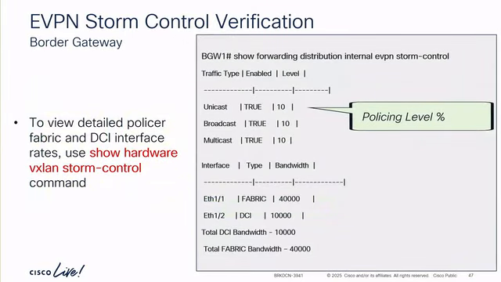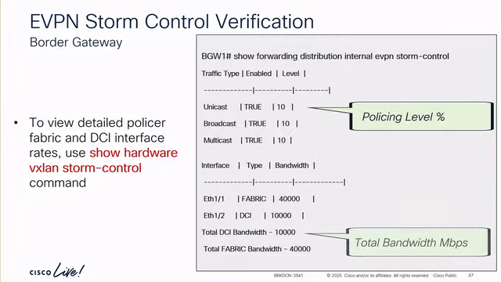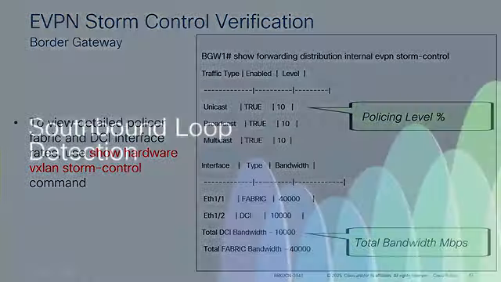So how do you verify it? Show forwarding distribution internal EVPN storm control. So you see the policer rate level by the traffic type, and then you see the total bandwidth across the DCI and the fabric interface. Now, the show hardware VXLAN storm control actually shows you the results for all that math I showed you earlier, right? It's a long output. It shows it for each slice, for each interface and everything. So if you're interested, you can look into that show command.